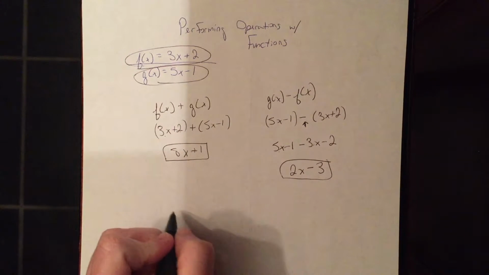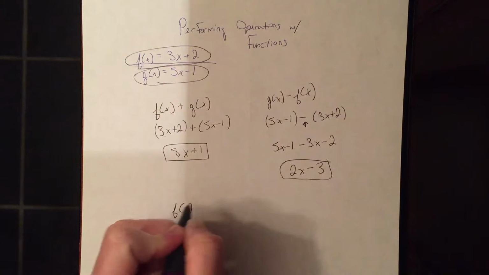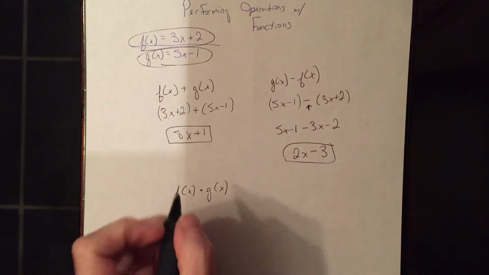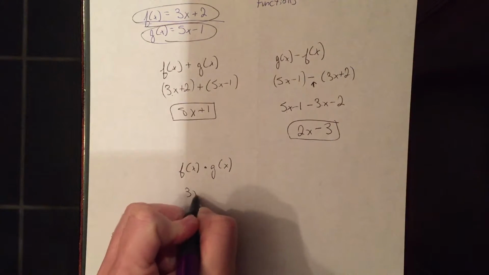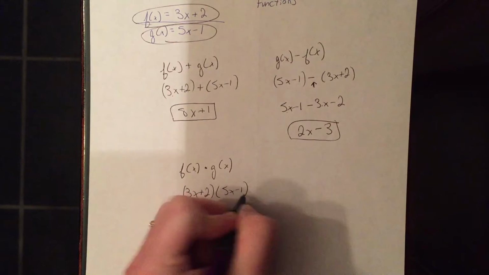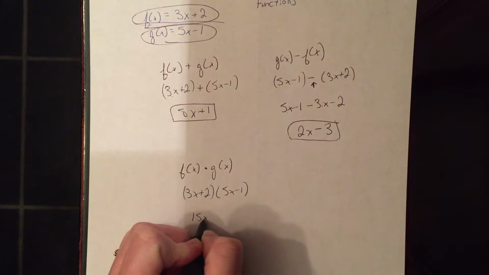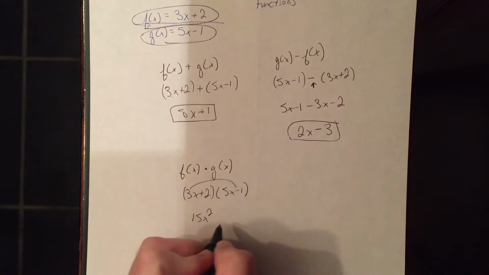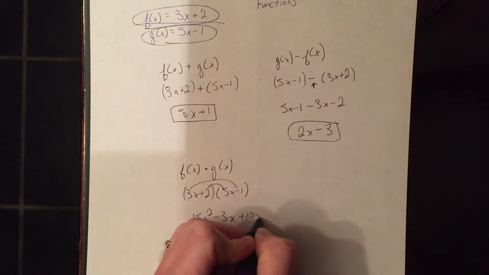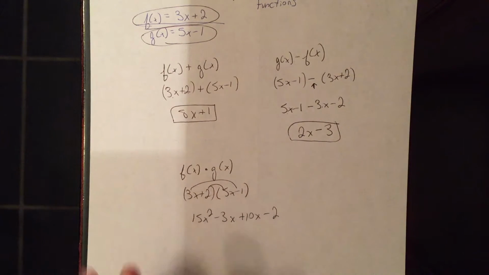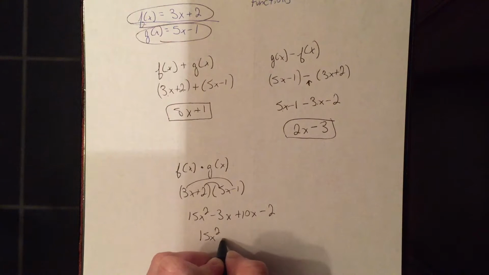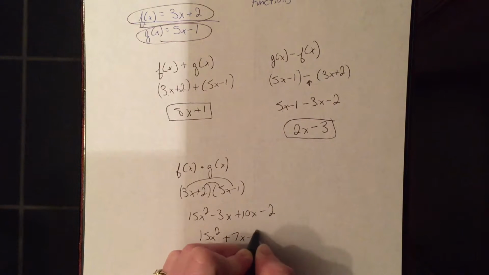Let's go ahead and do multiplication. So f of x times g of x. And here you're going to see we're going to FOIL 3x plus 2 times 5x minus 1. So I have 15x squared minus 3x plus 10x minus 2. And then combine like terms, 15x squared plus 7x minus 2.